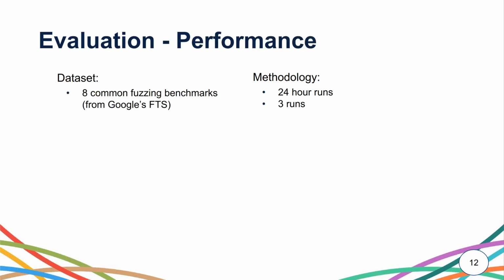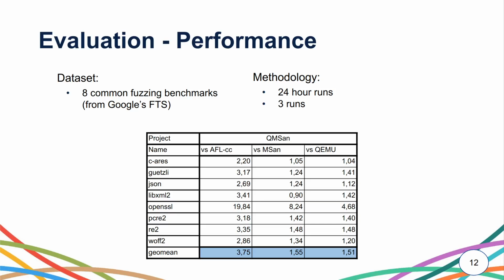For the performance, we had to change dataset because we had to use programs that were compatible with MSan, unlike the 10 OSS-Fuzz projects we used for bug finding capabilities. And we have chosen 8 programs from the Google Fuzzer test set. We detected a final slowdown of 1.51x over QEMU, 1.55x over compile time QMSan, and a total slowdown of 3.75 over AFL compile time instrumentation.